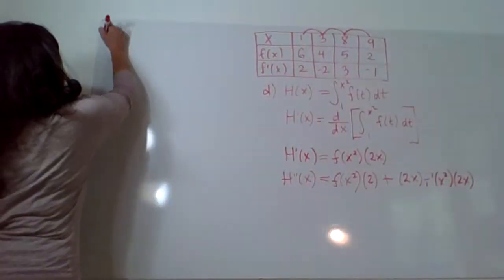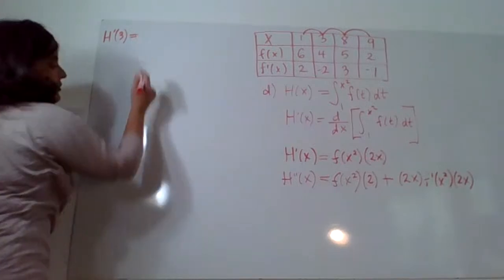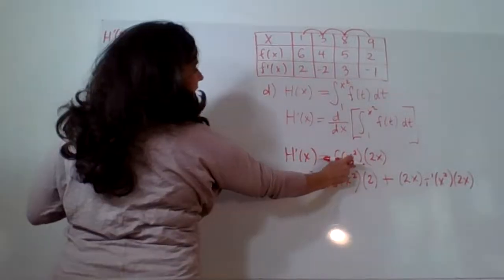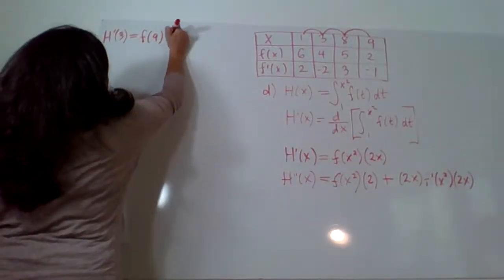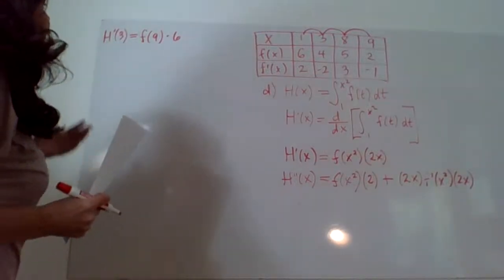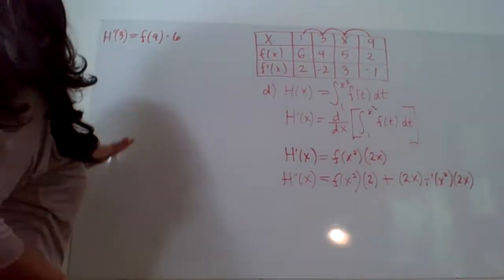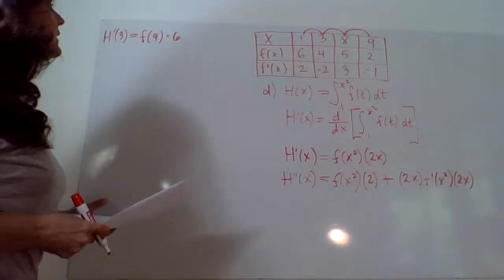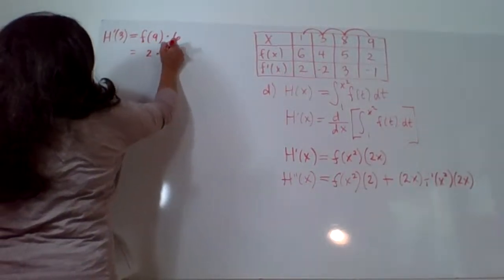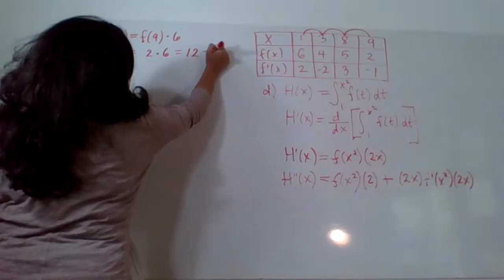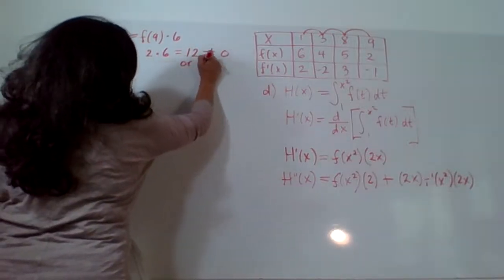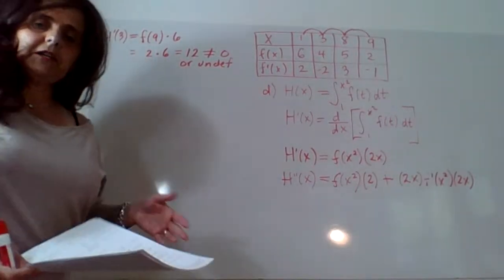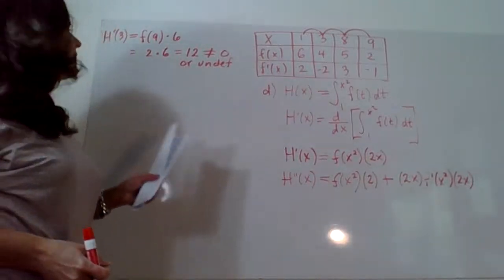So h prime at 3 is going to be equal to f of 9, because it's 3 squared here, times 6. Okay, so unless f of 9 is 0, 3 is not going to be a critical number. So let's check. f of 9 from the table is equal to 2, and 2 times 6 is 12. So if the derivative is not equal to 0 or undefined, it's not a critical number. Unless it's the endpoint of an interval, it could be an absolute extremum, but in this case, it's not.